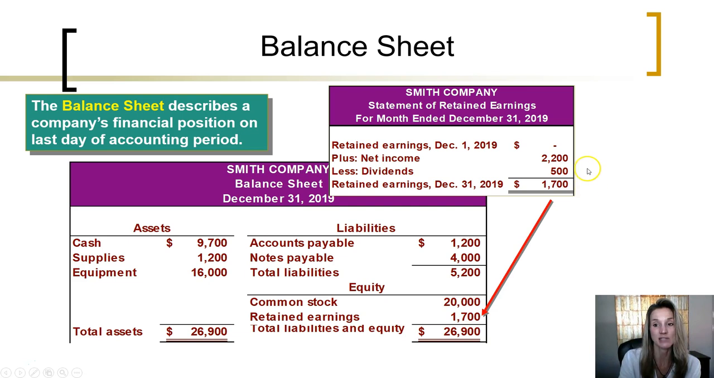We have summarized the impact of those transactions on retained earnings in the statement of retained earnings. So we can use that summary, ending retained earnings of $1,700 on the statement of retained earnings, and carry forward that summary amount to our balance sheet. This balance sheet is showing that total assets of $26,900 equal total liabilities and equity of $26,900, reflecting the basic accounting equation in balance.